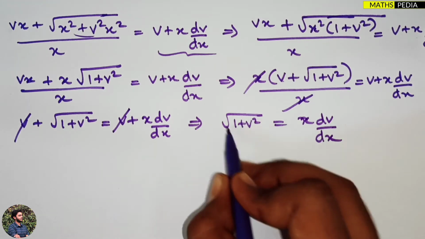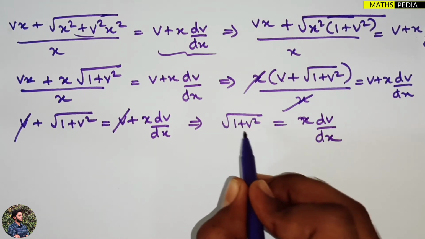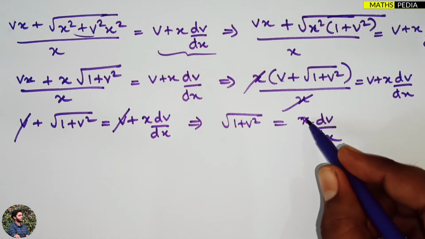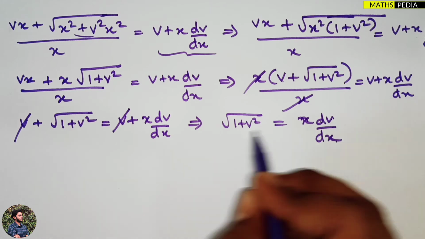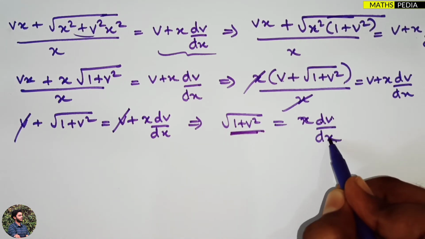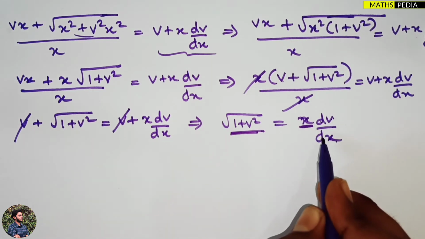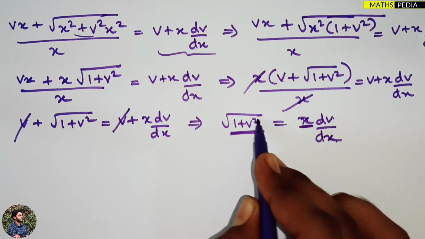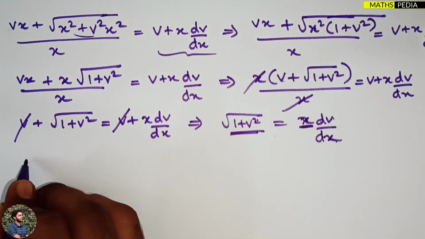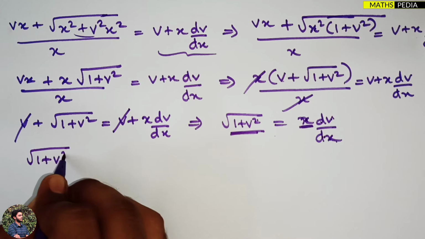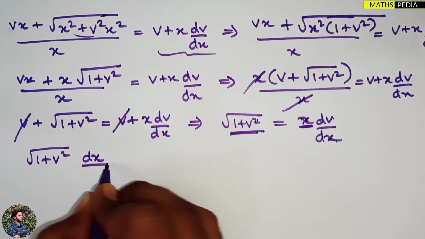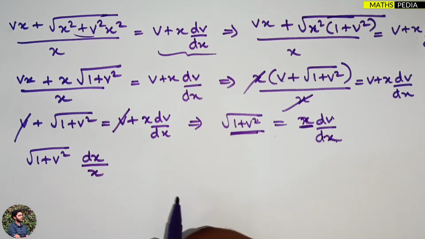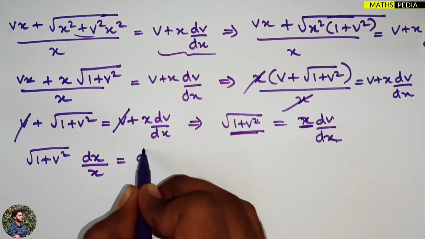Now this term contains only v. Here you can see one x term is there, then dv by dx. So what you need to do is bring this term with the dv, and with dx I have to bring the x term. So I'll just shift dx over here and x over here. Square root of 1 plus v square is there, so when dx comes over here, it will be the numerator part, and x will come down, which is by x, equal to dv.